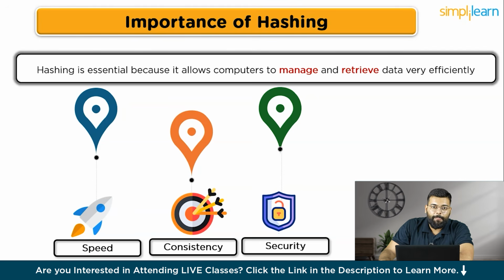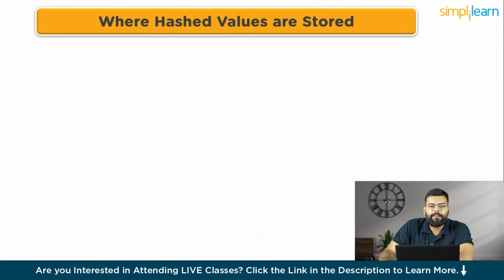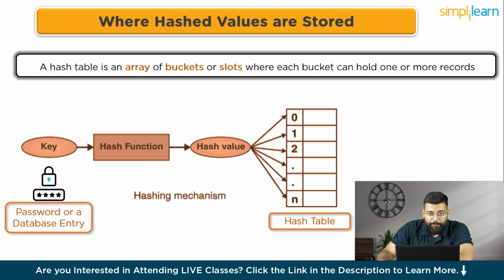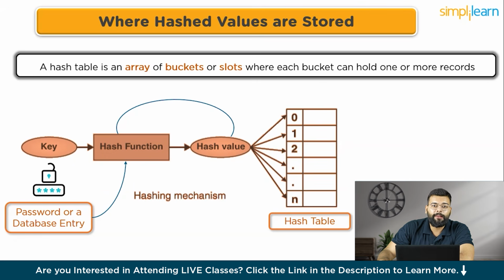Now let's see where hashed values are stored. Hashed values are typically stored in a structure known as a hash table. A hash table is an array of buckets or slots where each bucket can hold one or more records. When a hash function processes an input like a password or a database entry, it produces a hash code, which then determines in which specific bucket the record should be placed. This system of using hash codes to quickly locate data slots makes retrieving data much more straightforward and faster.